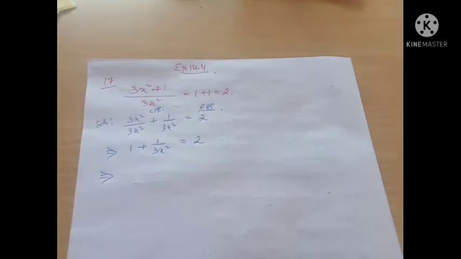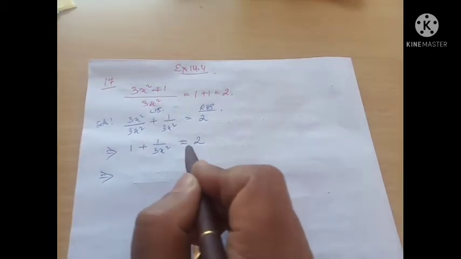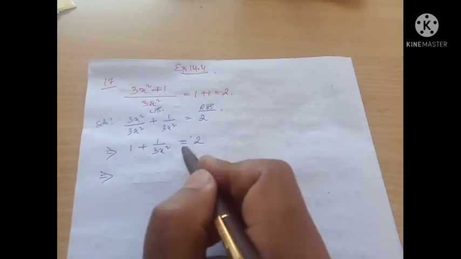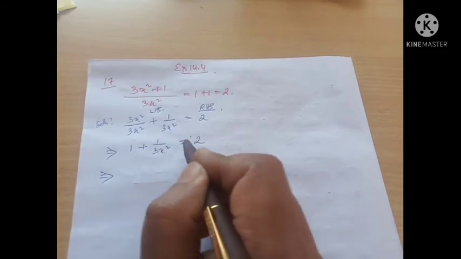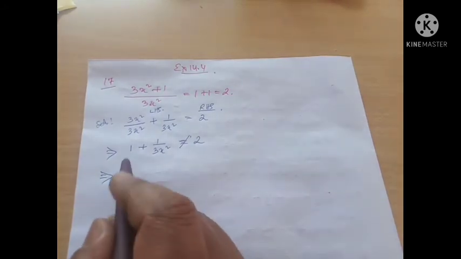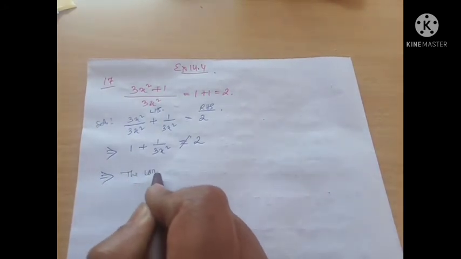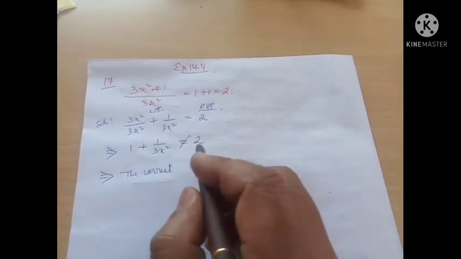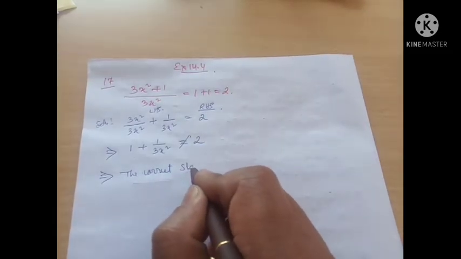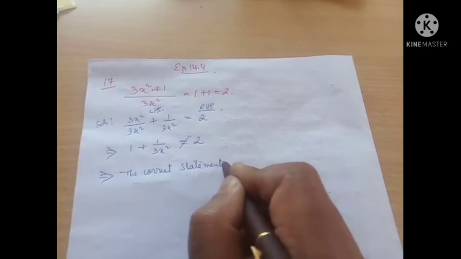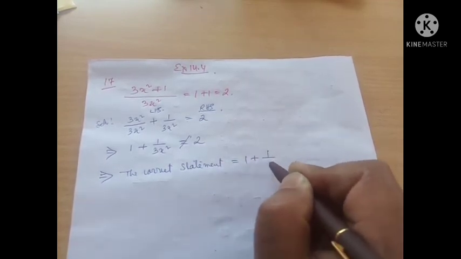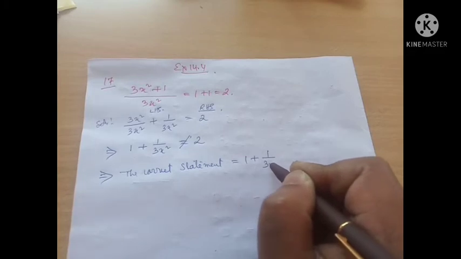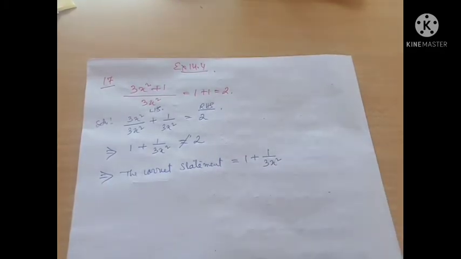Now whether this left hand side and the right hand side is equal or not? No, this is not equal, this is wrong. The answer we get is 1 plus 1 by 3x square. So the correct statement is equal to 1 plus 1 by 3x square will be the correct answer, not 2, because 2 is not equal with 1 plus 1 by 3x square. Understand? So next we will have question number 20.